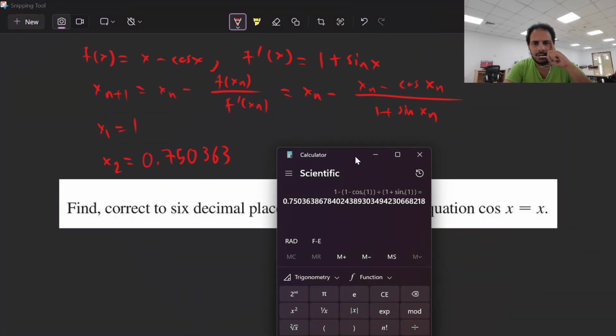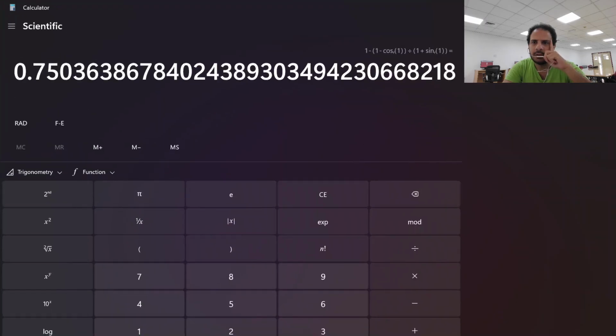Let's see again our work to see whether it's correct. We have 1 minus, open parentheses, 1 minus cosine radians 1, divided by 1 plus sine 1. Yes, it's good.